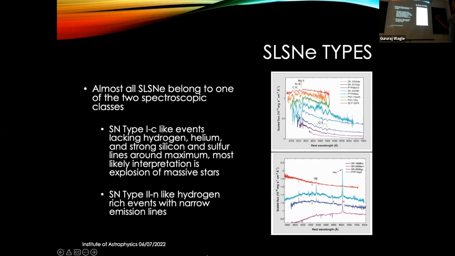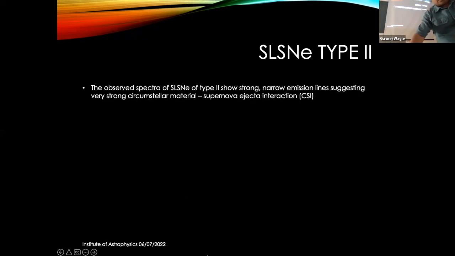The type 1 are typical type 1c-like supernovae, where you have an absence of helium and hydrogen lines, but you have strong silicon and sulfur lines, just like type 1c. And type 2n-like supernovae, which are superluminous supernovae of type 2, show a prominent emission line of hydrogen. So they show narrow emission lines. We are more interested in the supernovae of type 2.